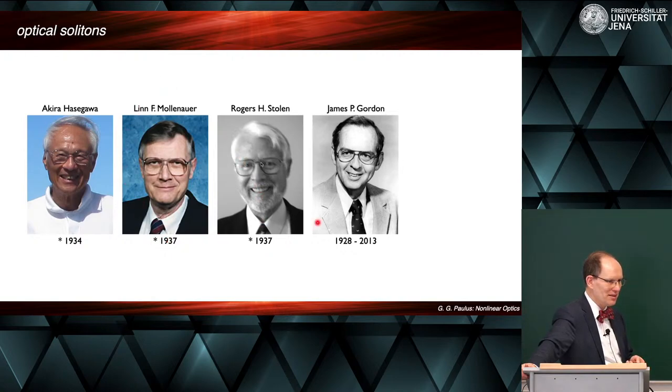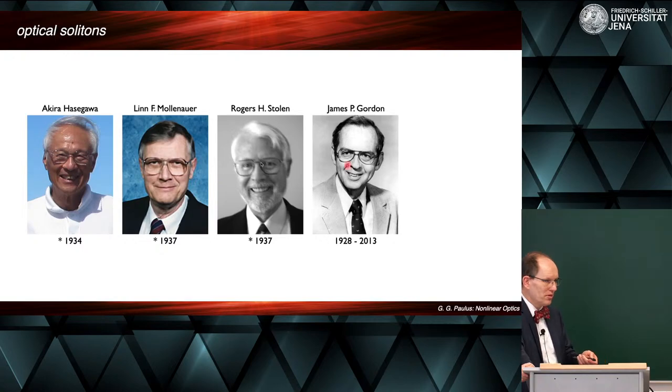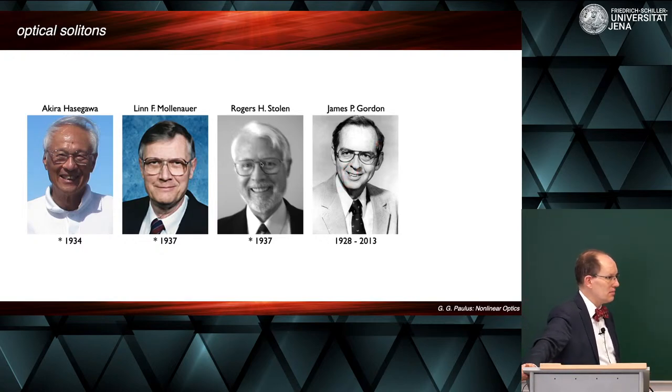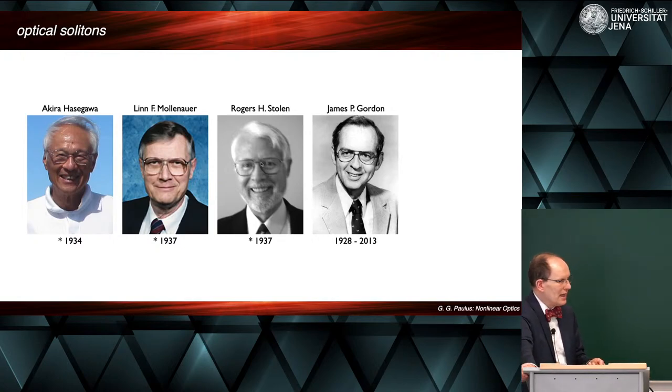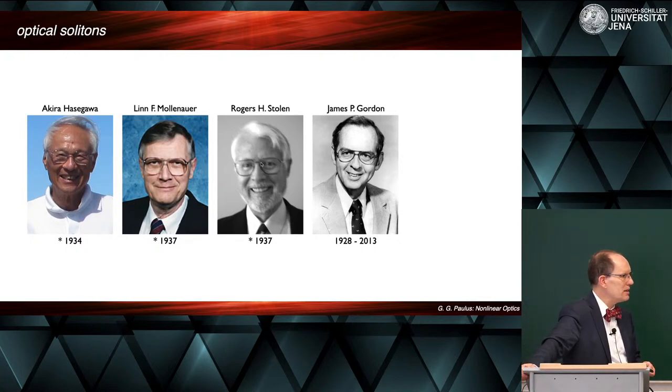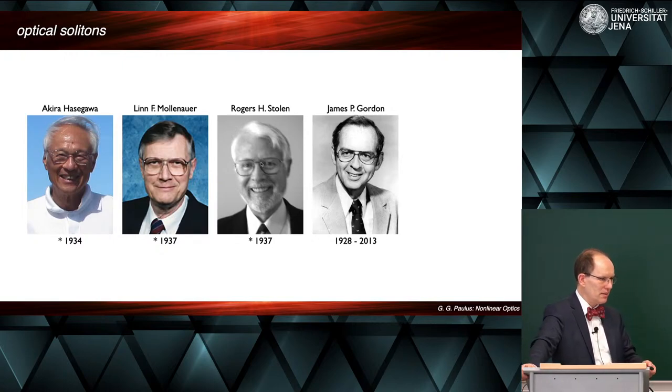So two experimentalists, and here you see Gordon, quite an important figure. Together with Charles Townes, he was the co-inventor of the maser. He didn't get the Nobel Prize for that, and Townes was not happy about that. Already in the 60s, he was discussing quantum information theory. There's Shannon's theorem for information theory, and he discussed whether quantum mechanics would allow us to go beyond that. So quite an important person, although not very well known.